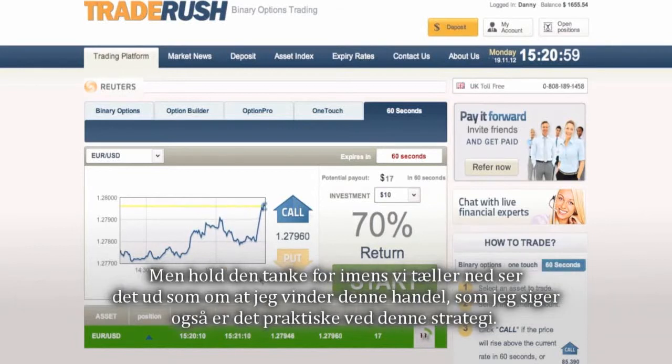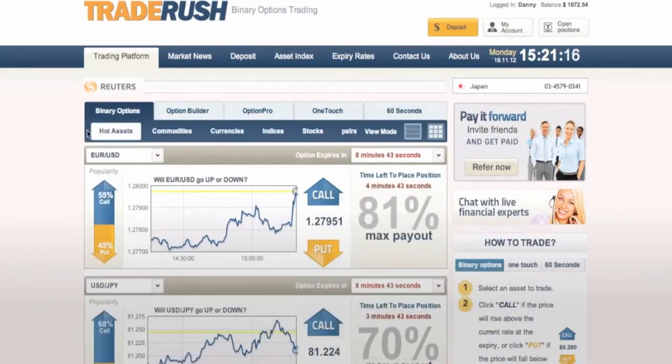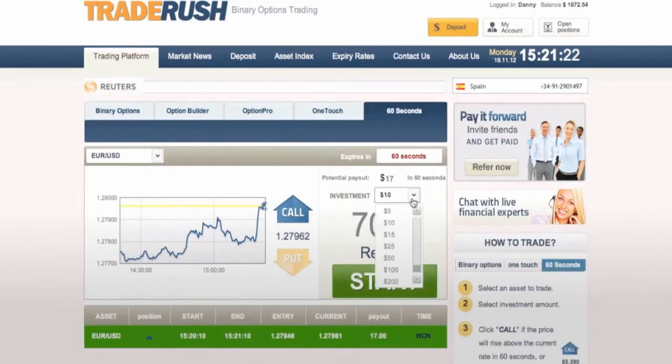But hold that thought, because as we're counting down, it looks like I'm going to win this trade, which like I said is the practical way of this strategy. But I really want to show you the full potential, so after this trade I'll just repeat step 1 again. That's checking the binary options tab, still saying call. So I'll put on another $5 trade, hit start and approve, and we're off again.